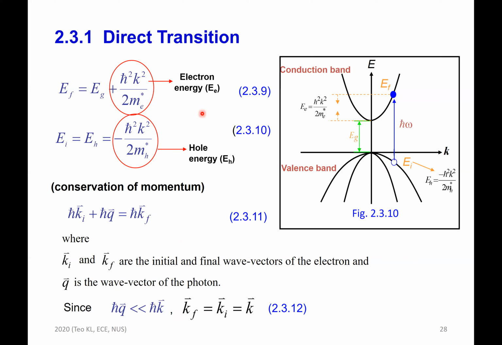And I mention again, measured from the bottom of the conduction band to where the electron is, this is the kinetic energy, or we call that the electron energy. And measured from the top of the valence band, since we take the top of the valence band reference energy equal to 0, you measure downward as a negative value. So this is the hole energy.